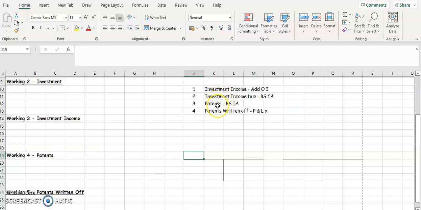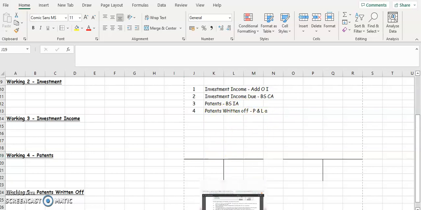We're going to recalculate what our patents are. So we need to take our investment income out of our patents by adding it on, and I'll explain that to you in a second. And then we're going to calculate the patents written off. So there's 4 workings we're going to do when we get our patents. Your investment income, that goes to add operating income. Your investment income due in your balance sheet as a current asset. Your patents in your balance sheet as an intangible asset. And your patents written off in your profit and loss as an administration expense.